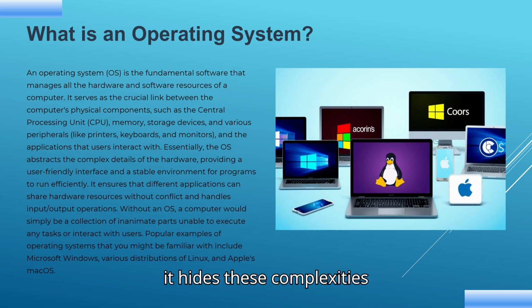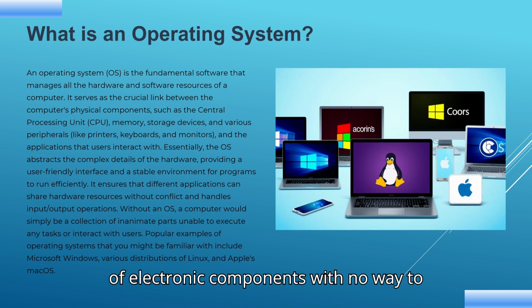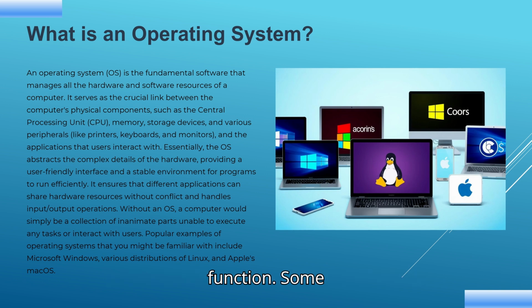The OS handles complex tasks like memory allocation, process scheduling, and managing files. But it hides these complexities from the user and provides a simple interface. Without an OS, a computer is just a collection of electronic components with no way to function. Some popular OS examples include Microsoft Windows, Linux, Mac OS.